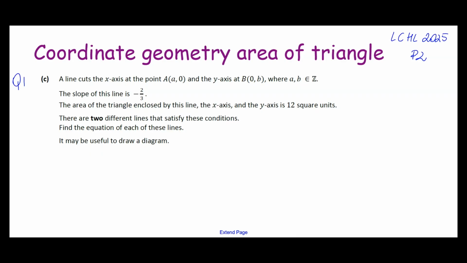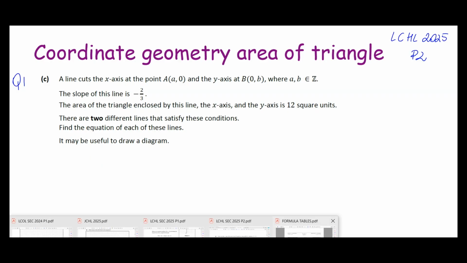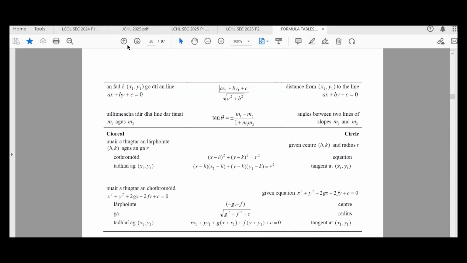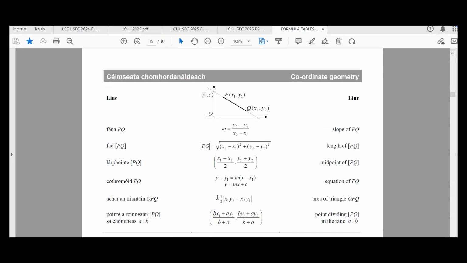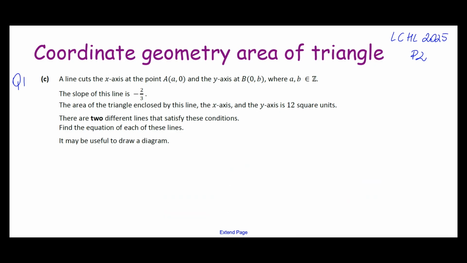Another aspect of coordinate geometry will be area of triangle, and specifically I'm talking about, let's look at now our table. The formula for the area, there it is, area of triangle in coordinate geometry. Let's have a look. A line cuts the x-axis at a point A, 0, and the y-axis at point B, 0, B, where A and B belong to Z.